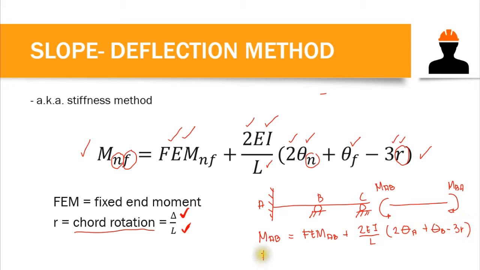Okay? Now, if you want to compute the moment on the right support, then you have MBA, and you just interchange the variable or the subscript. You have MBA, that is the fixed end moment on the right support, plus 2EI over L times 2 times theta B plus theta A minus 3R. So this is how you create a slope deflection equation. So later on, we will know how to use these equations in our analysis.